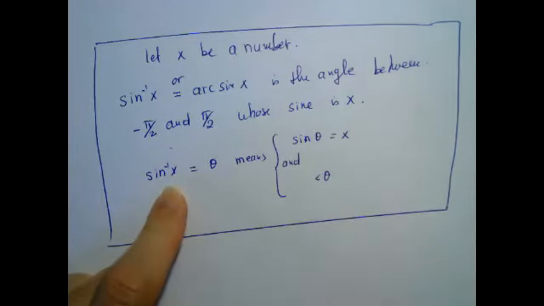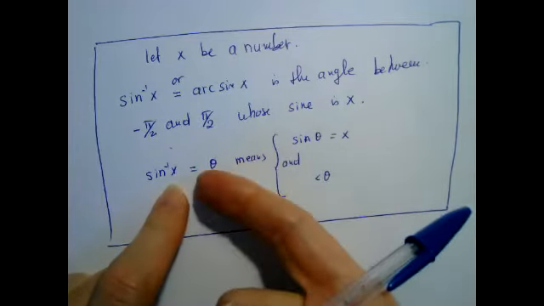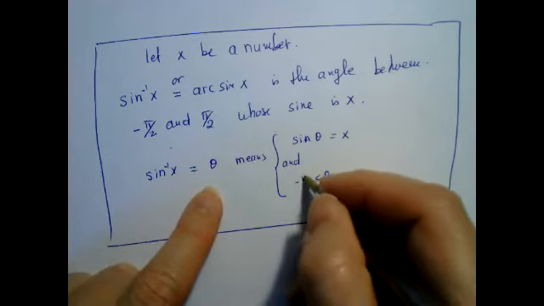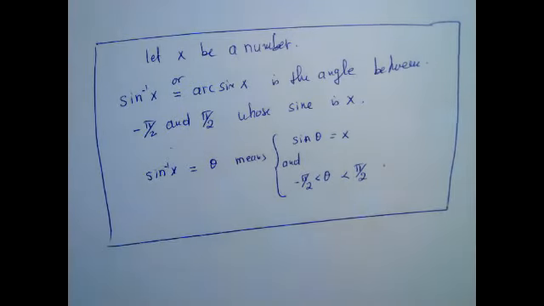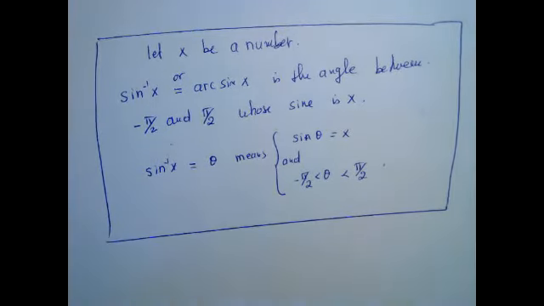The sine inverse doesn't give me all the angles whose sine is x. It gives me the one between minus pi over 2 and pi over 2. It means minus 90 and 90. These are the angles that it will give me.